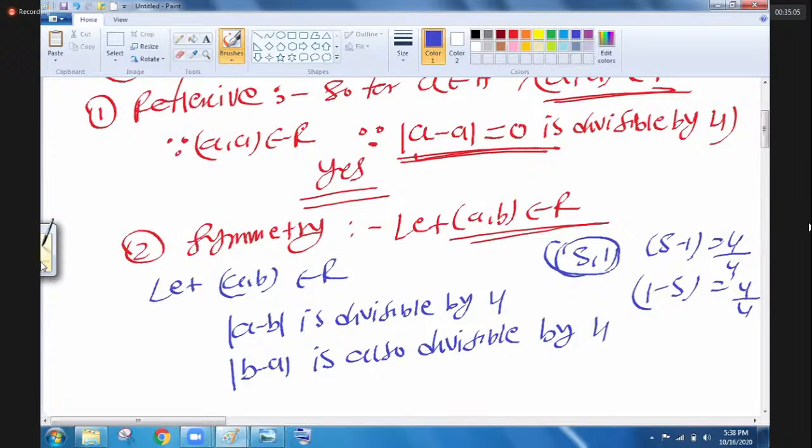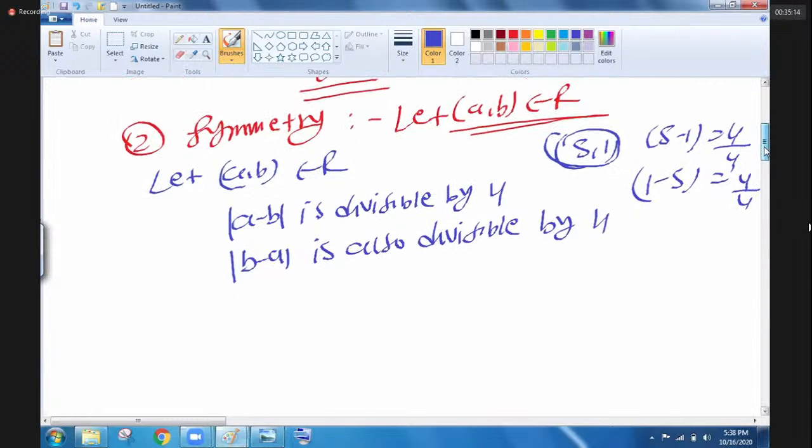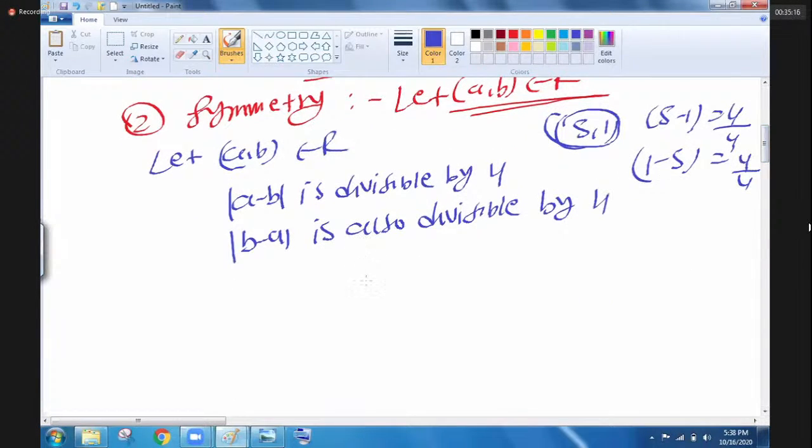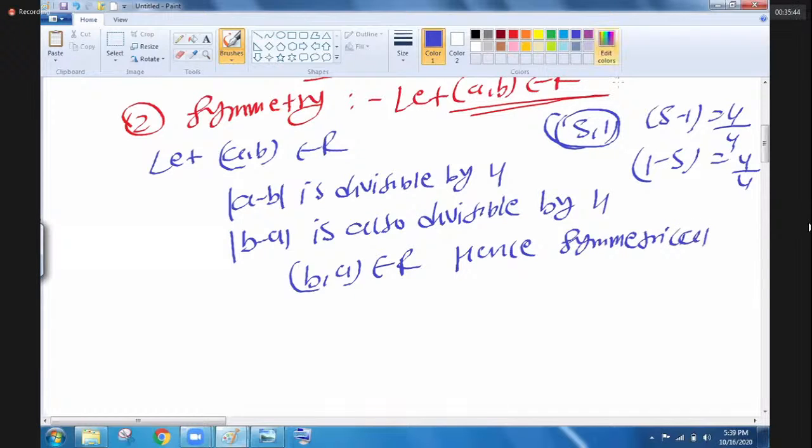Because of the modulus, 1, 5 has to be there in the relation. And if 1, 5 is there and 5, 1 is also there, then that relation becomes symmetrical. The symmetry condition is satisfied. So by this logic, we can say that if AB belongs to R, then BA will also belong to R. It is necessary that BA will also belong to R. Hence, symmetry is justified. Hence, that relation will be symmetrical. Understood?